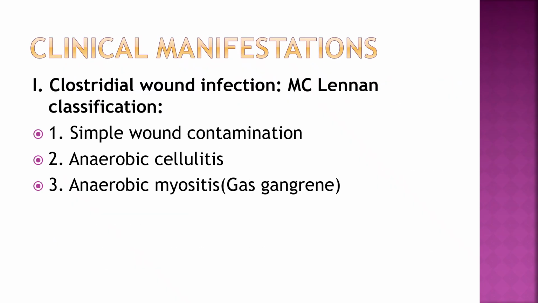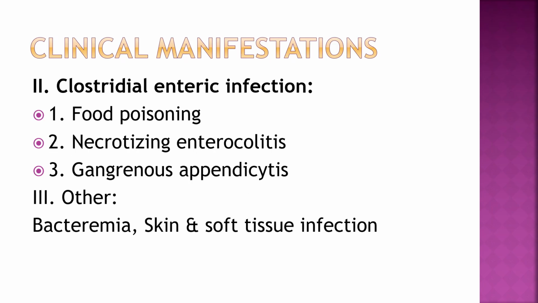Then we will see clinical manifestations caused by Clostridium perfringens. Clostridial wound infection is, according to the MacLennan classification, divided into 3 types. First is simple wound contamination, second is anaerobic cellulitis, and third is anaerobic myositis, also called gas gangrene. Now the other types are Clostridial enteric infection, in which food poisoning, necrotizing enterocolitis, gangrenous appendicitis is there, and others like bacteremia, skin and soft tissue infection. So these are all pathogenic clinical manifestations of Clostridium perfringens.